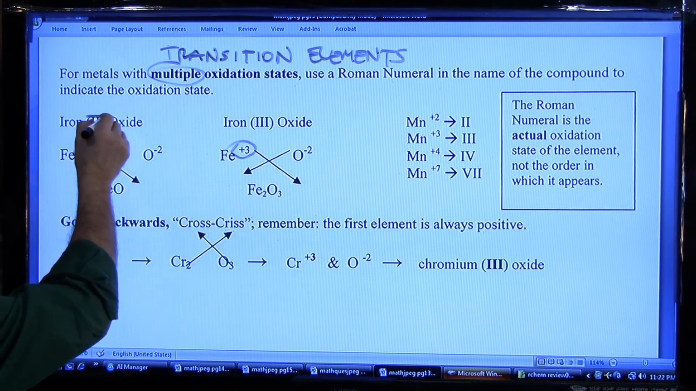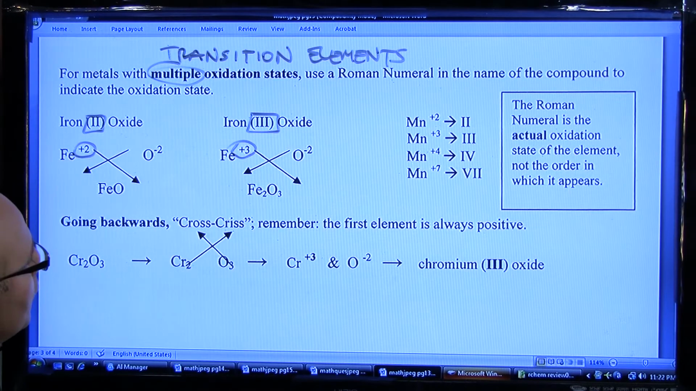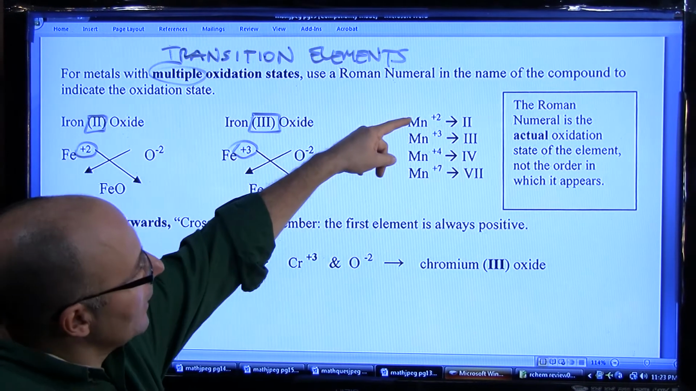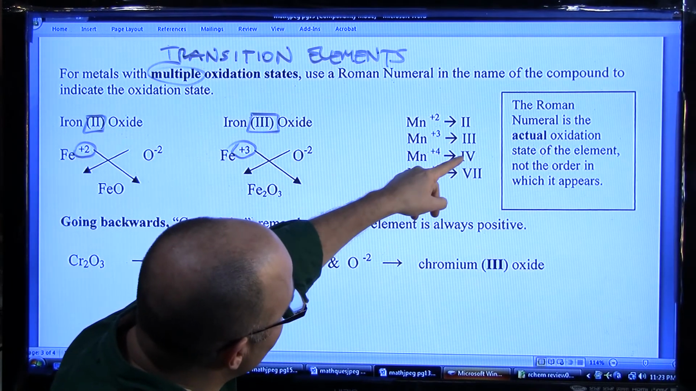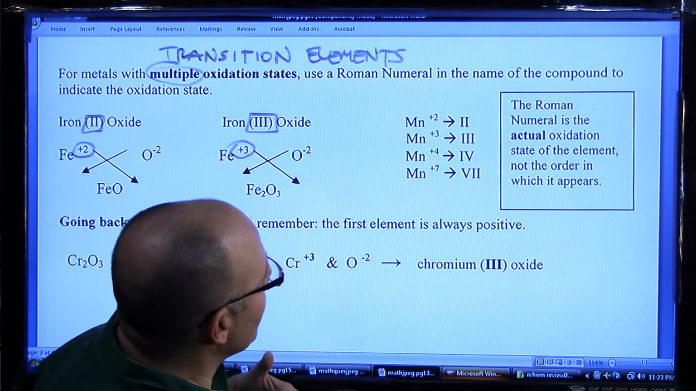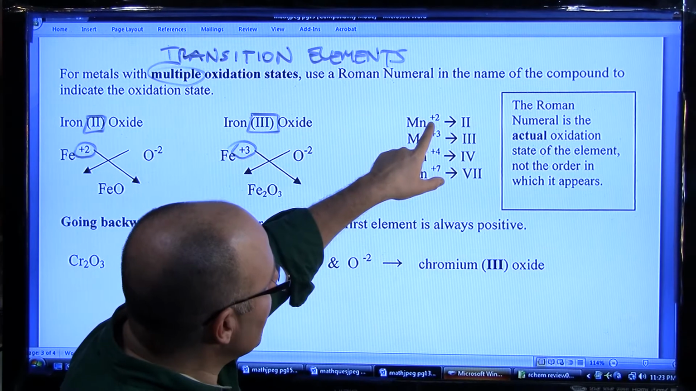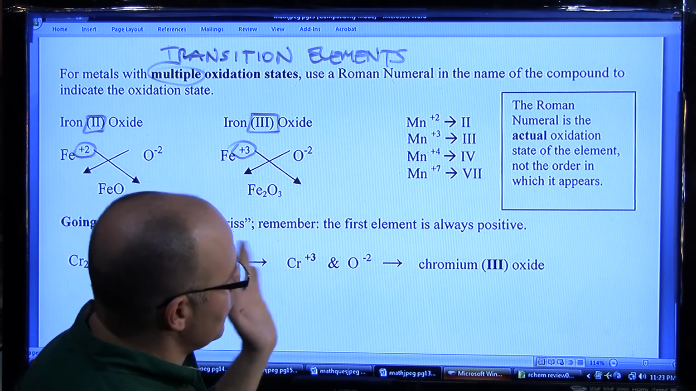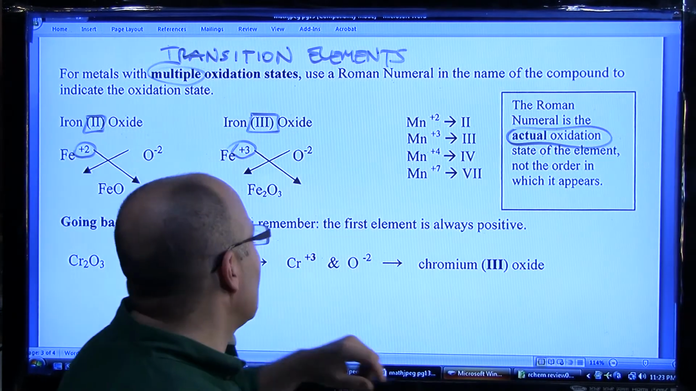And iron Roman numeral 2 would be iron with a +2 state. Iron Roman numeral 3 would be iron with a +3 state. So in other words, the Roman numeral is the actual oxidation state. So even if you had something like Mn, which has oxidation states of 2, 3, 4, and 7, the Roman numerals would be 2, 3, 4, and Roman numeral 7. So it's the actual oxidation state, not the order in which the oxidation states appear. Many times students think that the +2 means it's the second oxidation state. No, it's the actual charge of +2. It's the actual oxidation state, not the order.